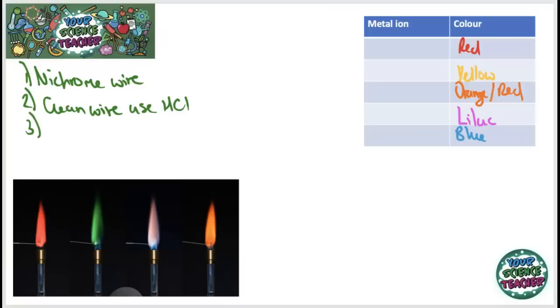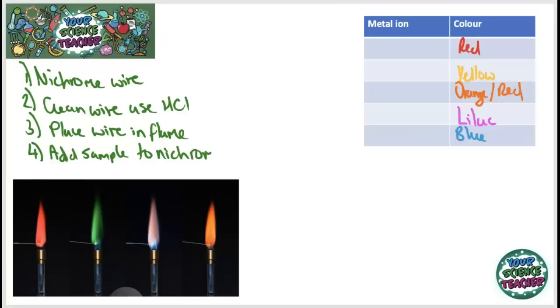Then we're going to place our wire into the flame, and now it's ready for our sample. The reason why we have to clean our nichrome wire is it might have some metal remaining from the last time we've done a flame test. So now we've placed it in the flame, we are ready to add sample to the nichrome wire and place back into a blue flame.